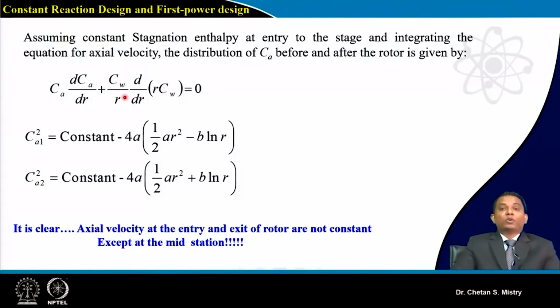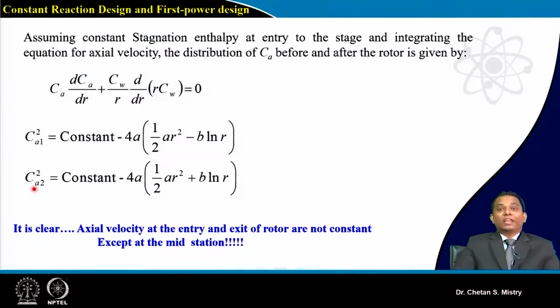So if you look at, this is our vortex energy equation, in which if I put CW into r value, that gives me my axial velocity at the entry, that is some constant minus 4a squared by 2, A r squared minus b natural log r. In the same way at the exit, you will get your axial velocity to be different. So now the situation is, when we are considering our constant reaction design, at the entry of my rotor and at the exit of my rotor, my axial velocity is varying with my radius. So you can say this is violating our radial equilibrium equation.